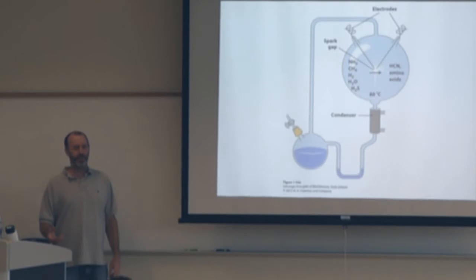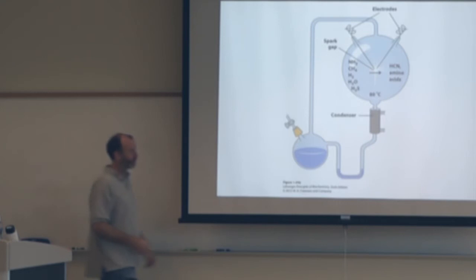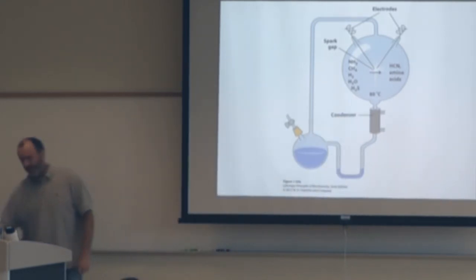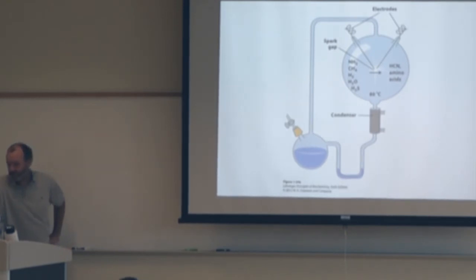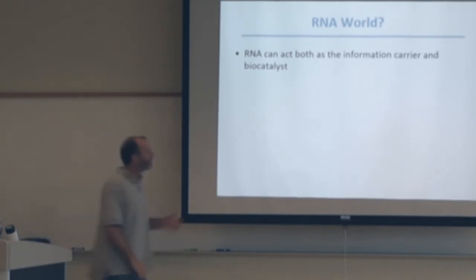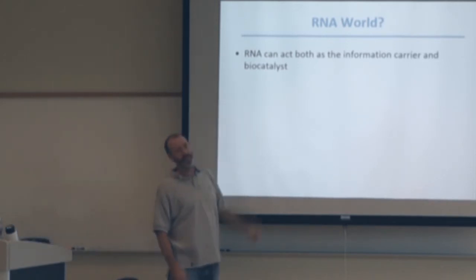You guys heard of that? Yeah, so maybe this is all a farce, but you can actually get the amino acids we need just rained down on us from comets and other interstellar debris. But RNA can act both as the information carrier and as a biocatalyst.